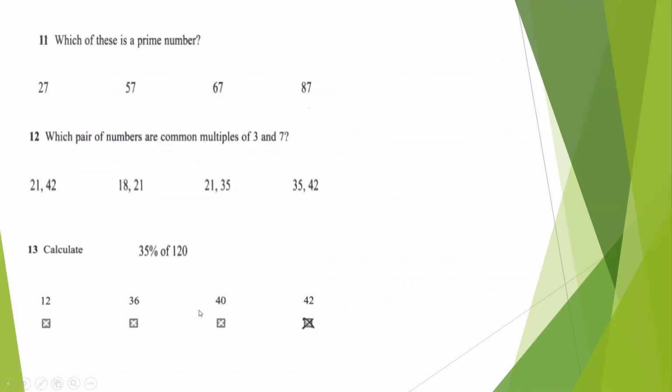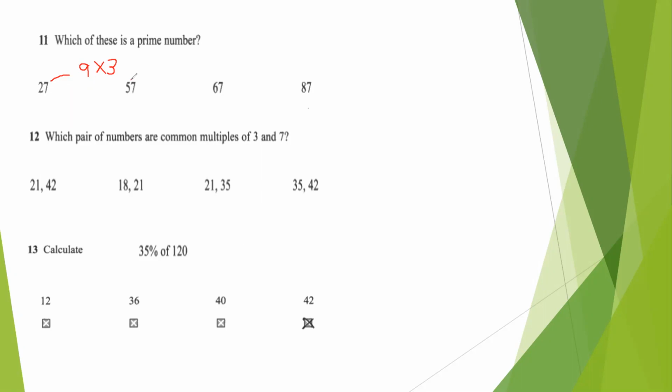This is the 11th question. Which of these is a prime number? Now, when you're doing this question, you should know what prime numbers are. We know prime numbers have two factors. So what are those two factors? The number itself and the one, right? When you get number 27, easily you can identify 27 is 9 times 3. So 27 is a factor, 1 is a factor, 9 is a factor, 3 is a factor. So it has more than two factors. Therefore, 27 is not a prime number.